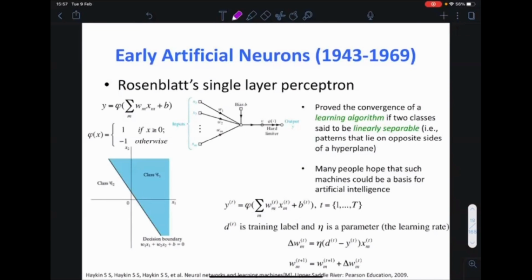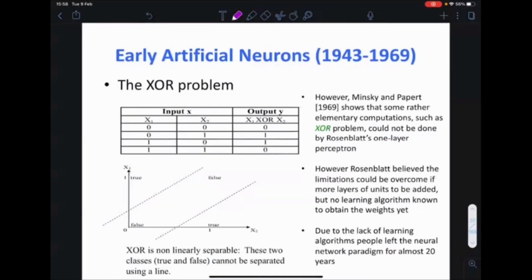For example, if you have a linear classification problem, you can actually learn this W1, W2, and B to separate this class 1, class 2. So you can look at the update here is quite similar to the backpropagation one we have. It's actually the same.